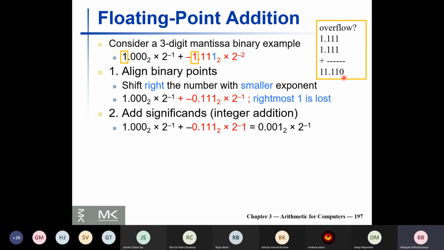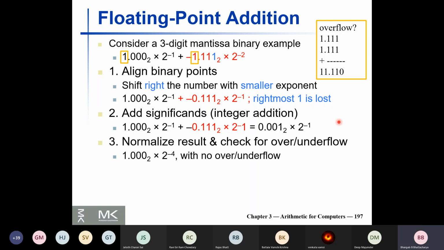So in integer addition, we take care of this option. There will be no overflow here. Overflow might occur when you try to adjust this exponent by normalizing it after addition. In that case overflow might occur. But this addition will not create any overflow. That has been taken care of. So this is an important point here.